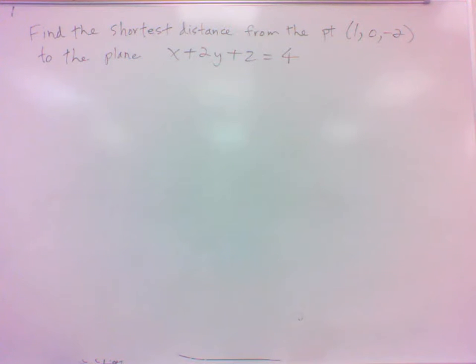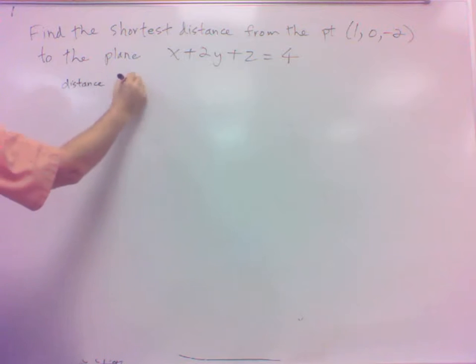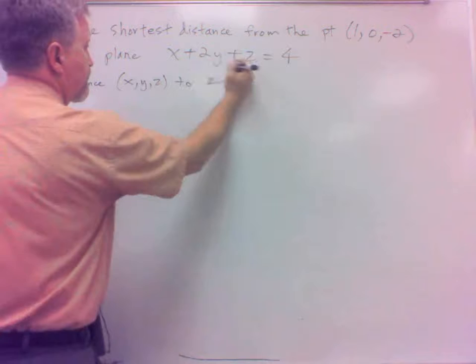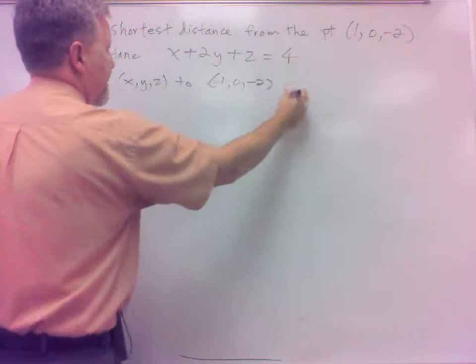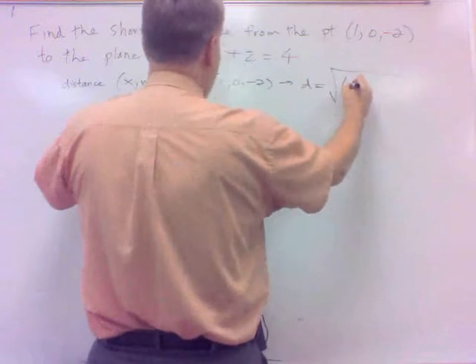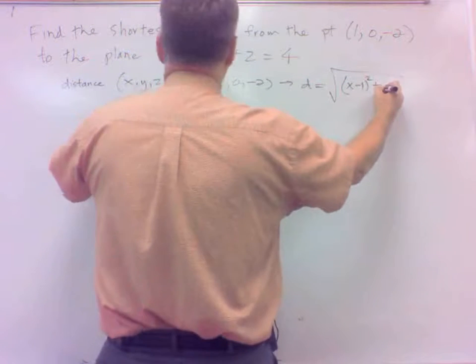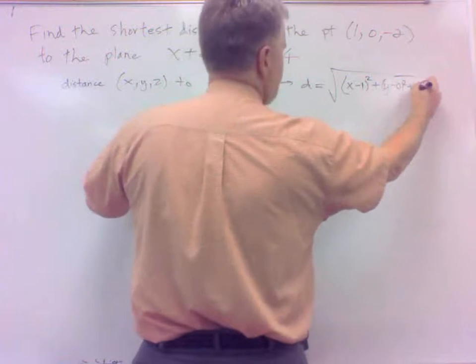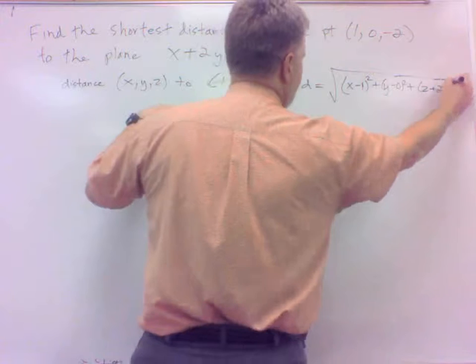All right, so of course we're using the distance formula here, just in 3 dimensions. So if you've got the distance from x, y, z to the point 1, 0, negative 2, what do you got? Square root of x minus 1 squared, y minus 0 squared, plus z plus 2 squared, okay? That's for any point.